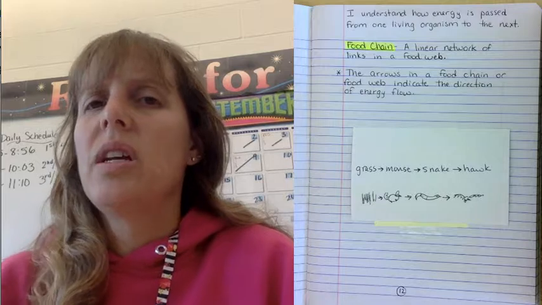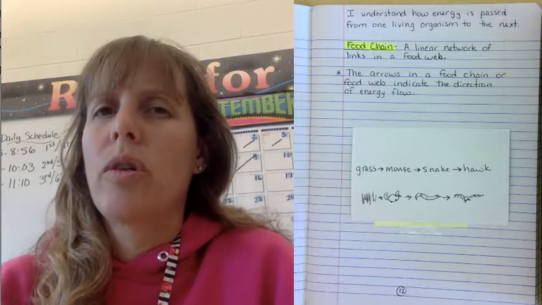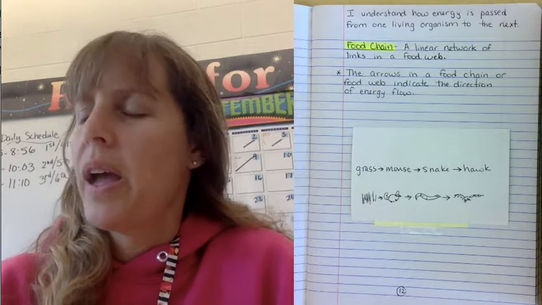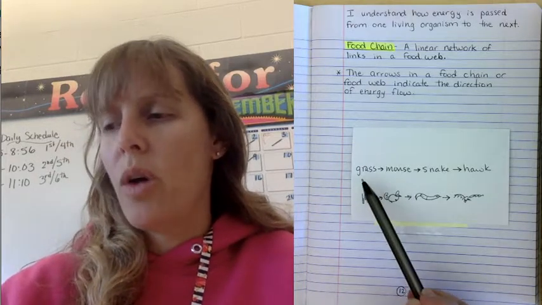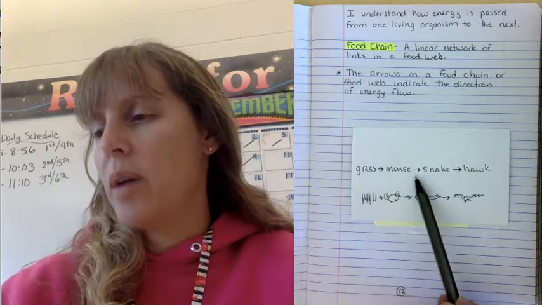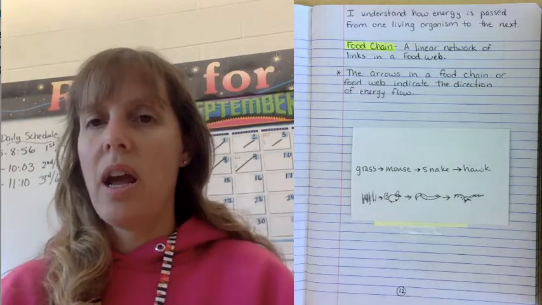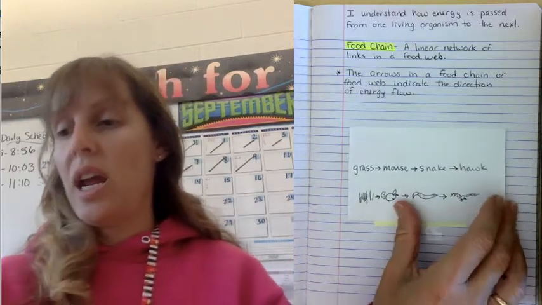The ones that you'll see in the video today also can go in a circle because they include decomposers. I'm not recommending that one for today. We are just going to do linear. So I have the energy goes from the grass to the mouse to the snake to the hawk. It's just a food chain.